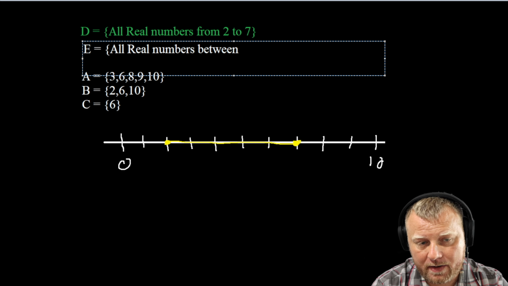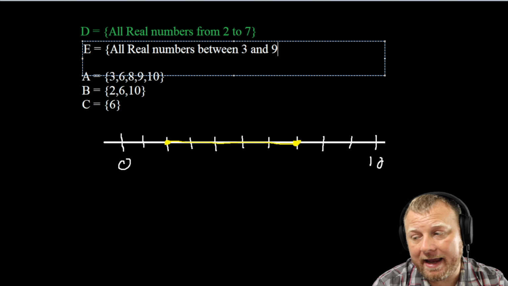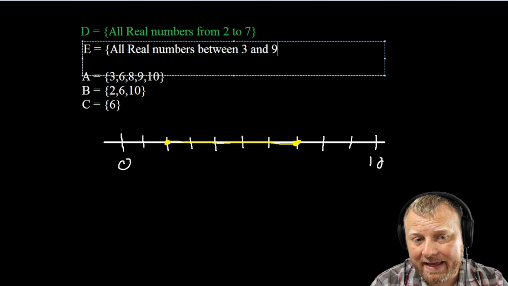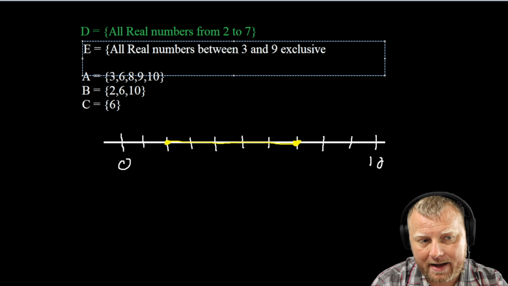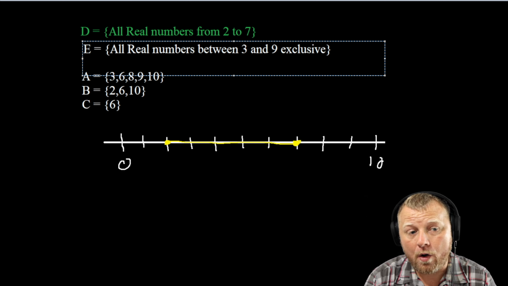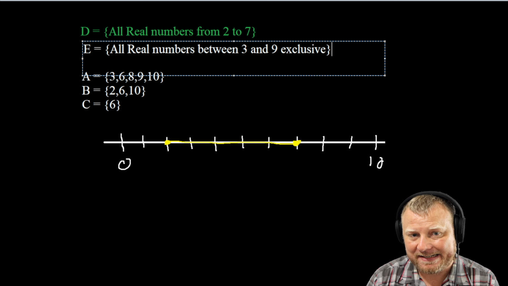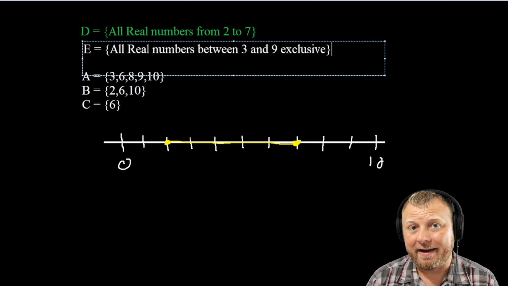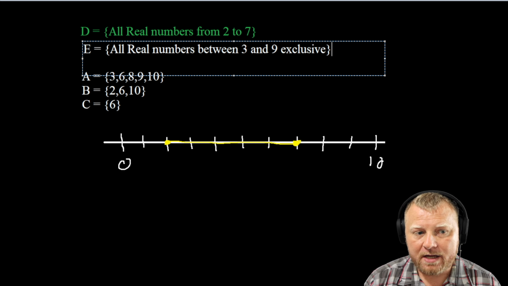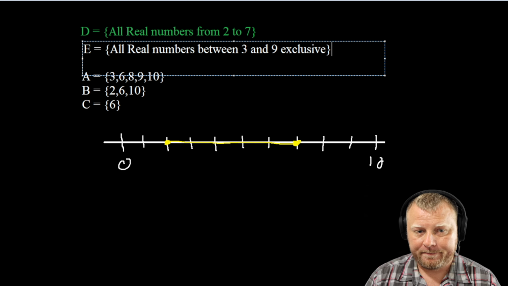So all real numbers between, let's say, 3 and 9, and I'm going to use this term, it's going to be inclusive or exclusive. I'm going to say exclusive. And what that is telling me is that it's a way to say, hey, all real numbers between 3 and 9, except the exact numbers 3 and 9. See how the difference is? So if I said all numbers from 2 to 7, that contains 2 and 7.